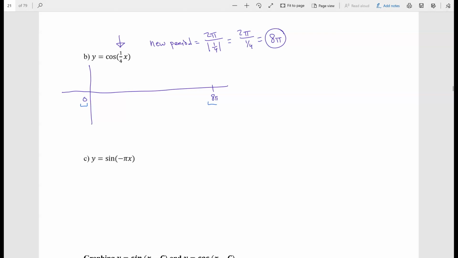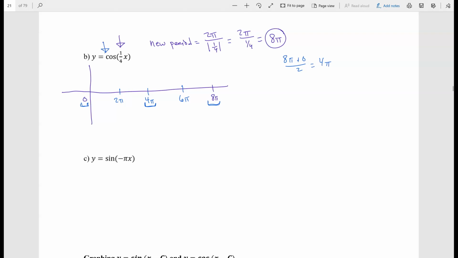The midpoint between 0 and 8 pi is just going to be 4 pi. The midpoint between 0 and 4 pi is going to be 2 pi. And the number between 4 pi and 8 pi is just going to be 6 pi. Okay, so this one was kind of easy to see. Again, you can always just find the midpoint by taking 8 pi plus 0 divided by 2. You can see that that's 4 pi, and you can keep doing it that way.